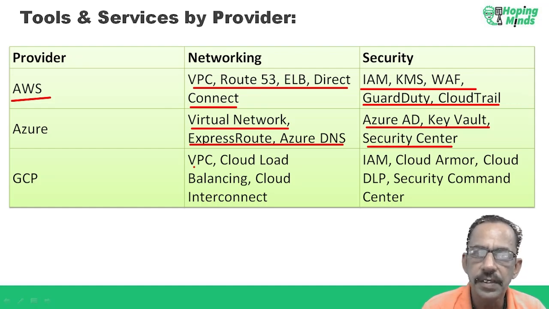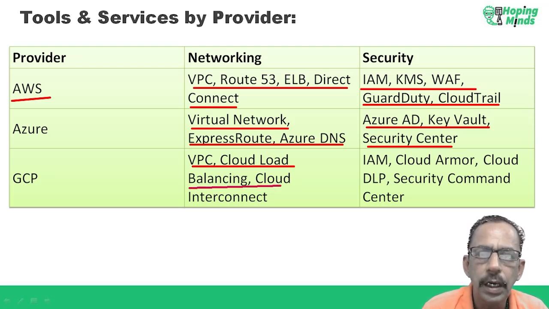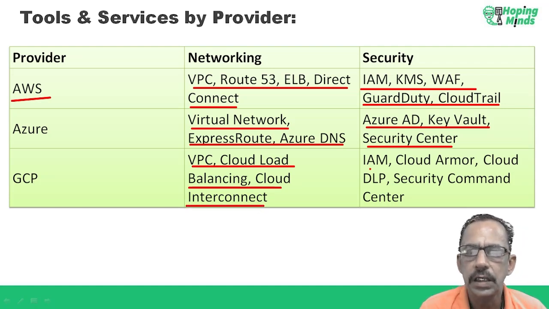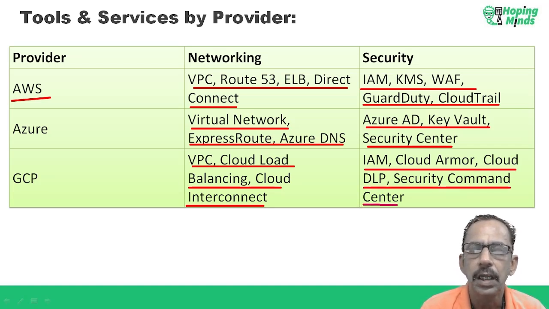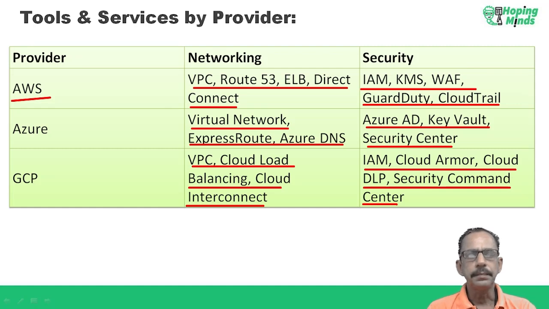In GCP, it's again VPC, Cloud Load Balancing, and Cloud Interconnect for the connectivity. Here also IAM for the security. Then there is Cloud Armor, Cloud DLP, and Security Command Center. These are the different tools in the cloud. This is the comparison of different tools.